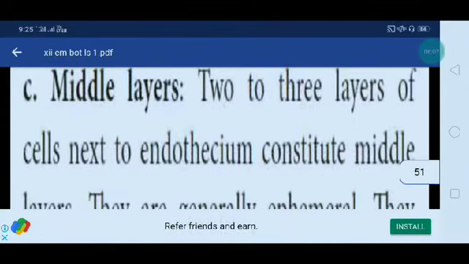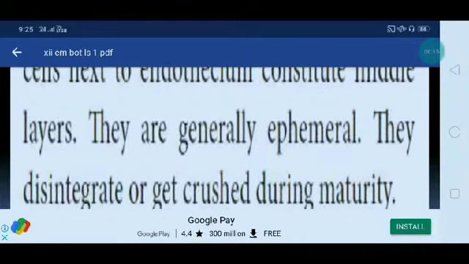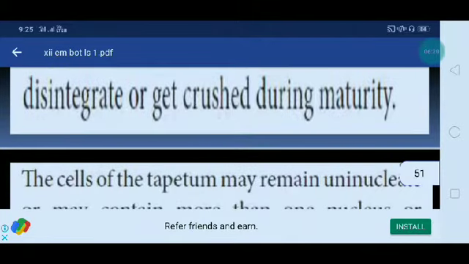The next one is the middle layer, the third layer. 2 or 3 layers of cells next to the endothecium constitute the middle layers. These are generally ephemeral. They disintegrate or get crushed during maturity.